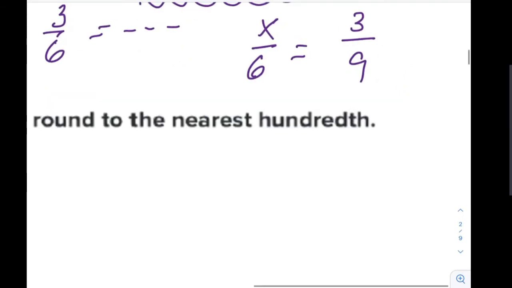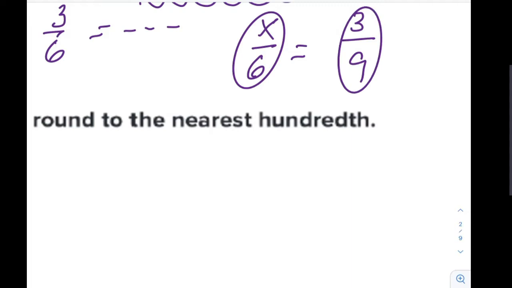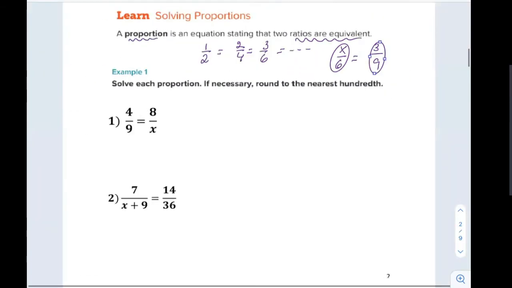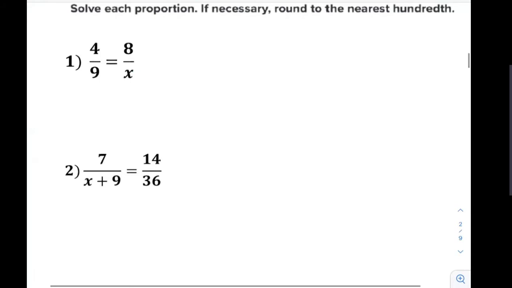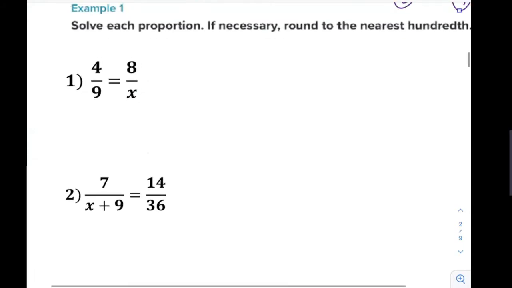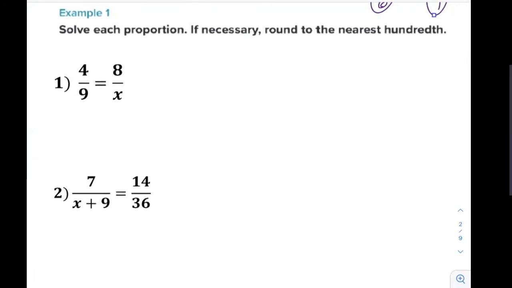We have a proportion here because we have a ratio كسر يساوي كسر آخر. Another ratio. So it means that this is called proportion. To solve proportion, we have a technique which is called cross multiplication. For example, you are asked to solve each proportion and round your answer to the nearest 100.